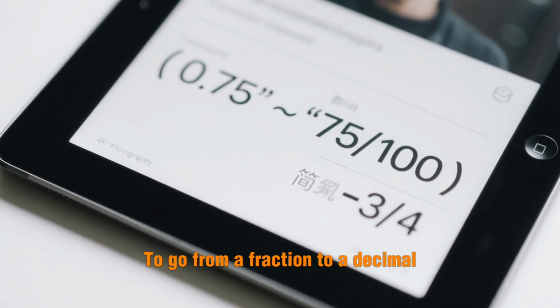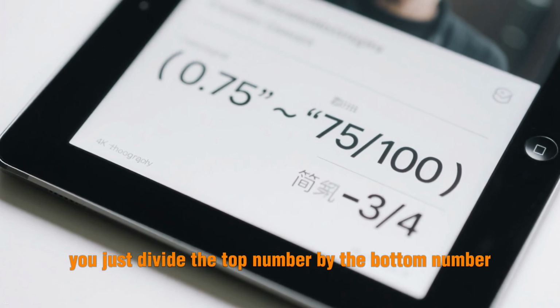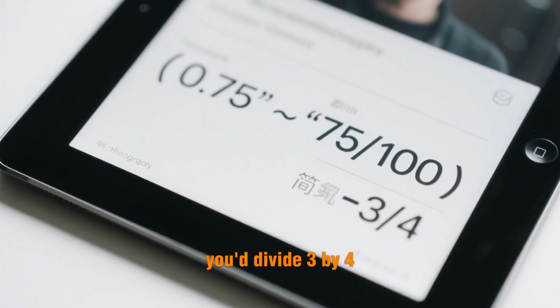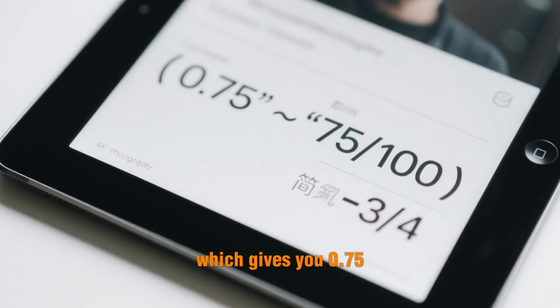To go from a fraction to a decimal, you just divide the top number by the bottom number. For 3/4, you divide 3 by 4, which gives you 0.75.